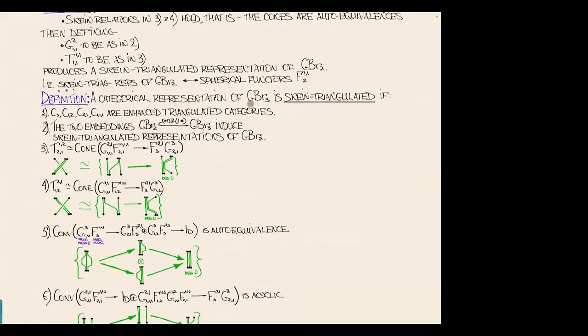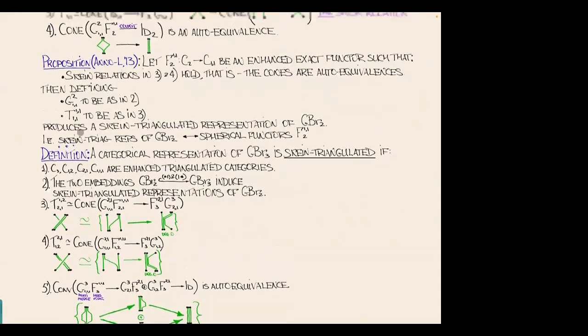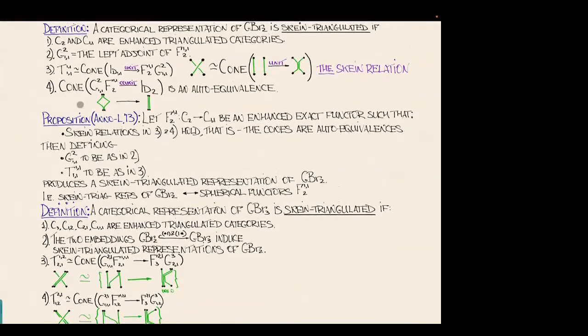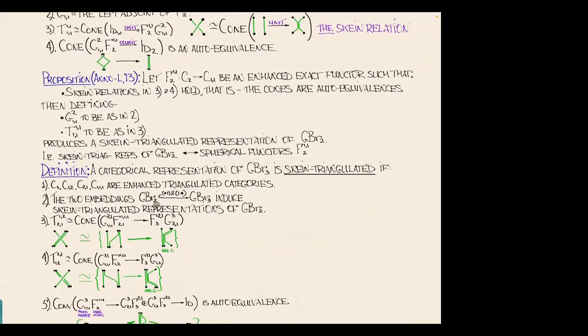A categorical representation of GBR3 is skein-triangulated if, now we have four categories, multiplicity 3, 1 and 2, 2 and 1, and 1, 1, 1. And they all have to be again enhanced triangulated categories. The second condition is that all the skein relations which come from GBR2 have to hold.